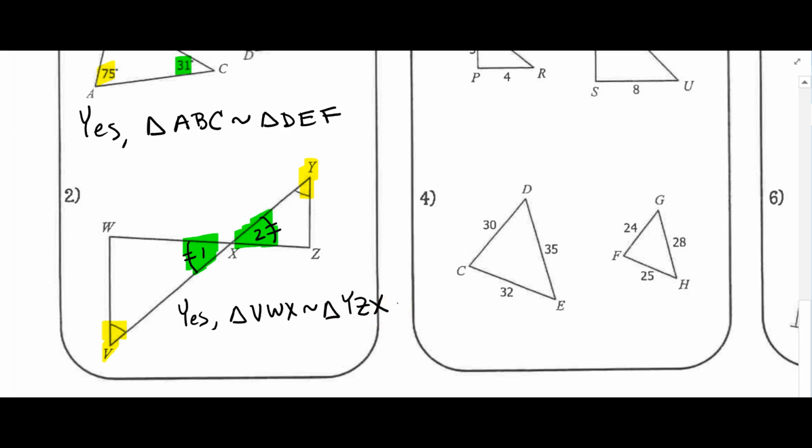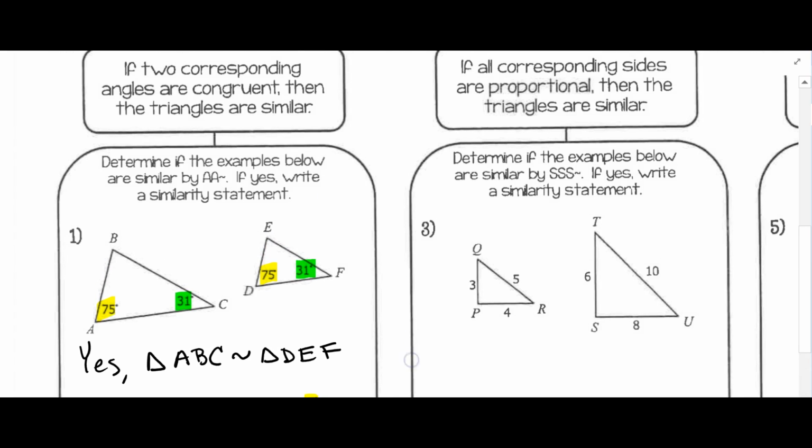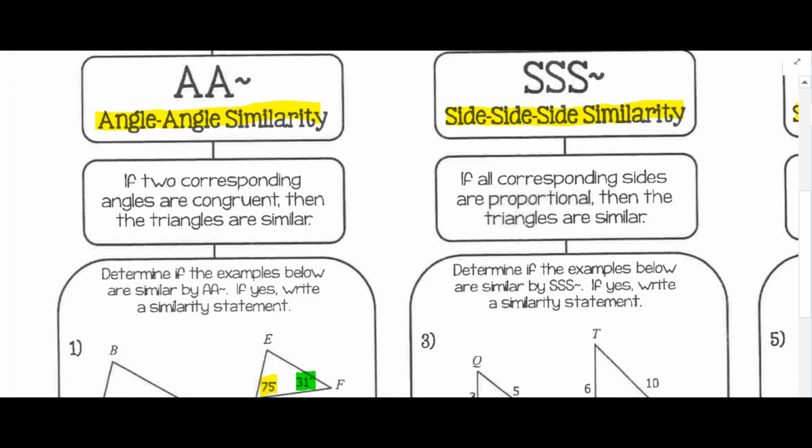Alright, so there's our first method for proving triangles similar. It's angle-angle similarity, and if you're showing that triangles are similar by one of these methods, make sure you put the similarity symbol at the end there to indicate that we're not talking about congruency.